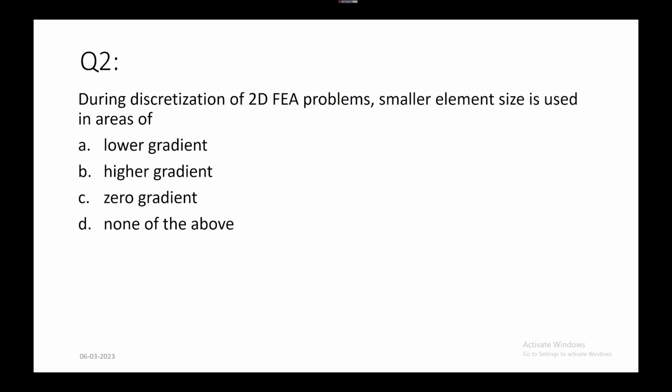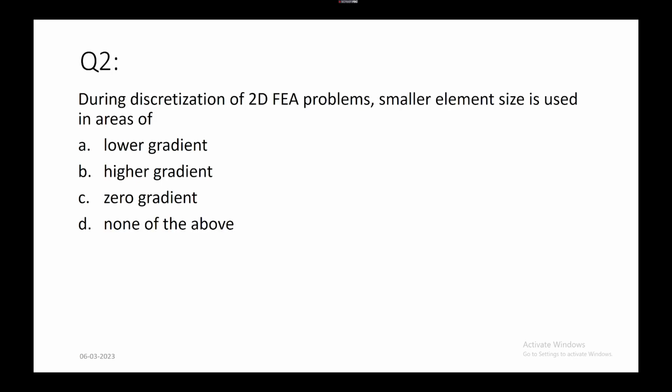So let us go to the second question. During discretization of the 2D FEA problems, the smaller element size is used in the areas of, we have four options: areas of lower gradient, or areas of higher gradient, or areas of zero gradient, or none of the above. So what could be the answer for this question?